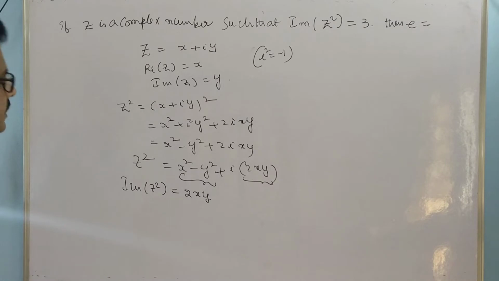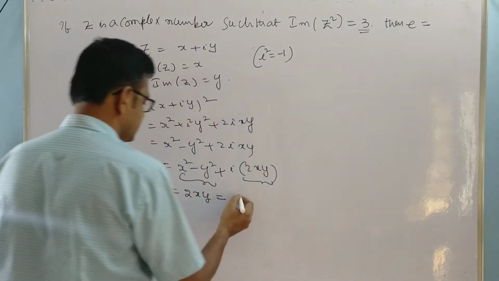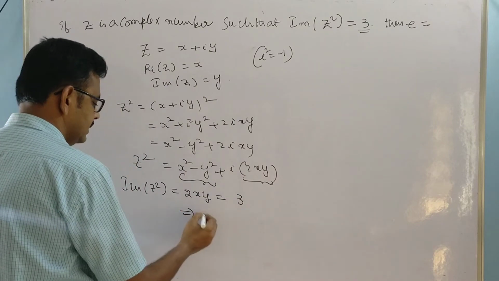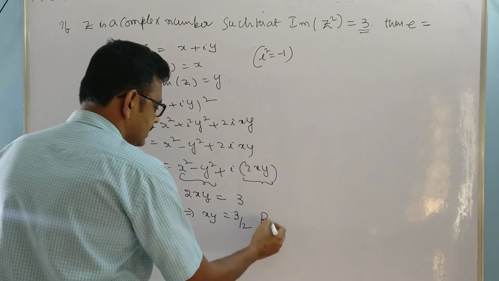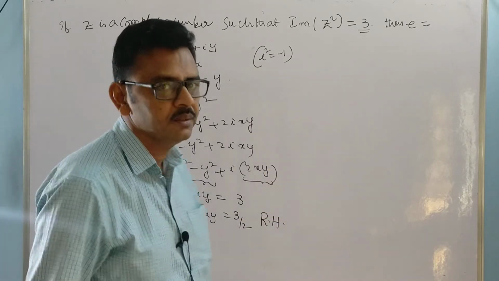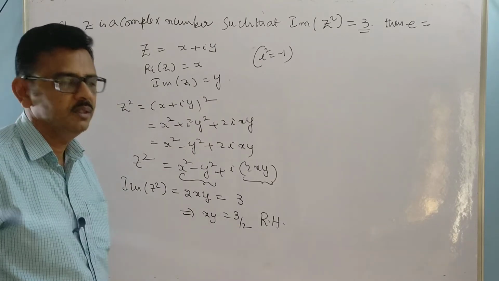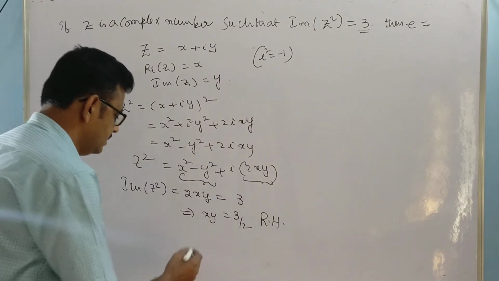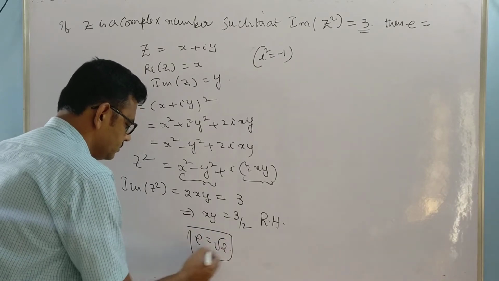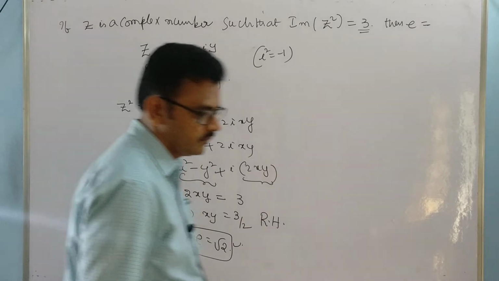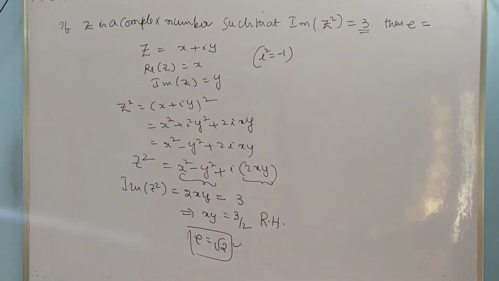The imaginary part is given as what? This is 3, so 2xy is equal to 3, which implies xy is equal to 3 by 2, which is a rectangular hyperbola. This is of the form xy equal to c square, which is a rectangular hyperbola. So the eccentricity is equal to root 2. The eccentricity of a rectangular hyperbola is root 2.